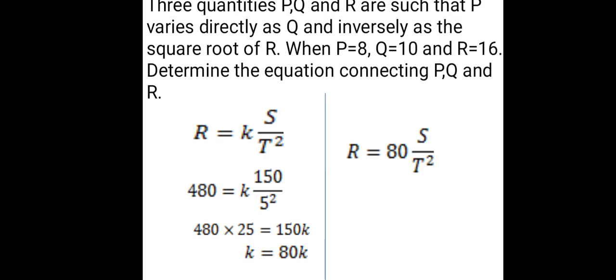Three quantities P, Q, and R are such that P varies directly as Q and inversely as the square root of R. When P is equal to 8, Q is equal to 10, and R is equal to 16. Determine the equation connecting P, Q, and R. The equation is R is equal to 48 multiplied by S all over T squared.